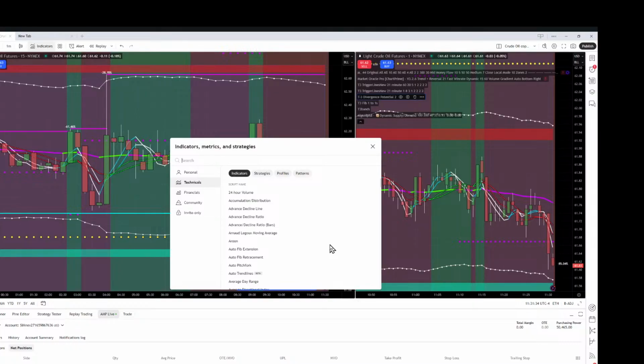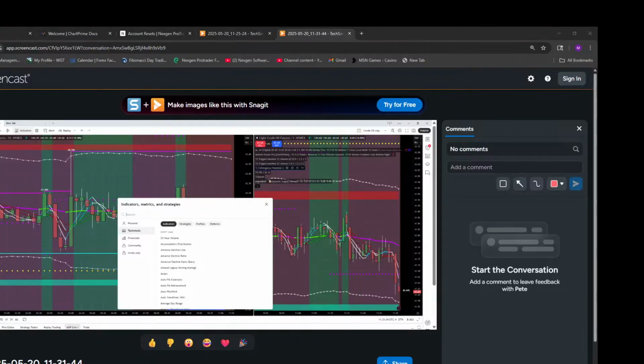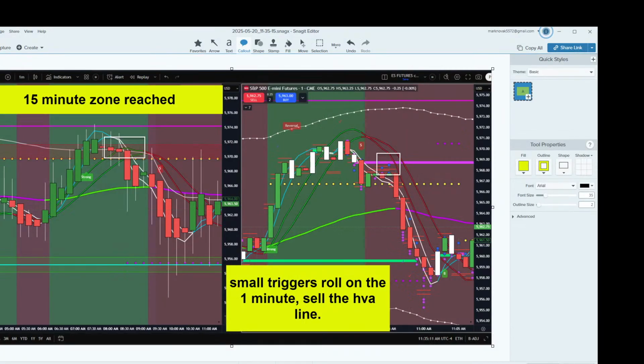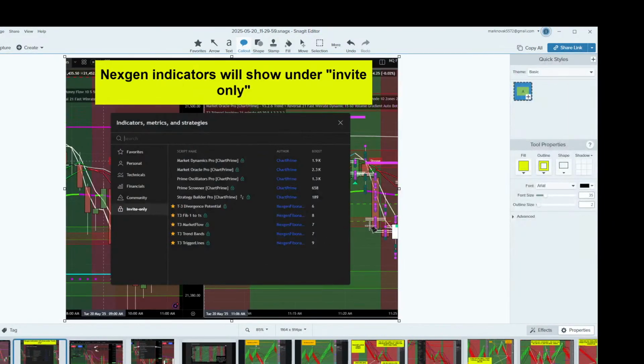Where do you go from here to get market flow? You don't from here. Oh, yes, you do. Go to invite only, Pete. Go to invite only. And then from invite only, and there's the picture. From indicators, you have to go to invite only, and then you'll see market flow in there.